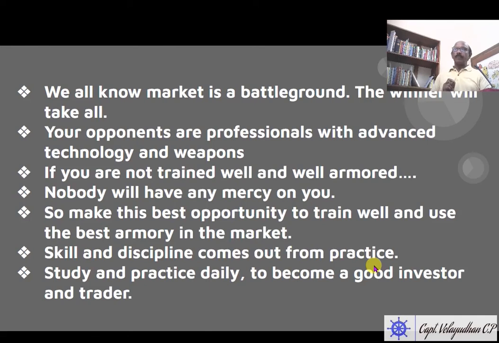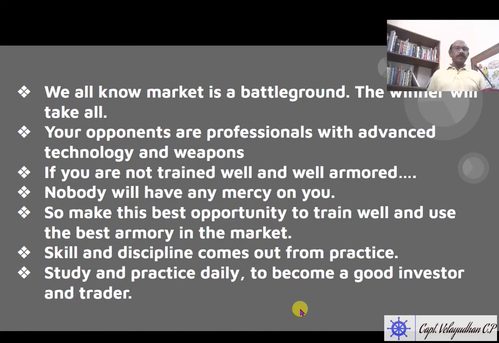And you make an average of how many trades were successful for you. Out of 10 trades, if you can make 6 trades successful, then you are a good trader. You can come to the market. Till that time, I suggest going for paper trading. Because your money will be safe, you will be practicing more. Study and practice daily to become a good investor.